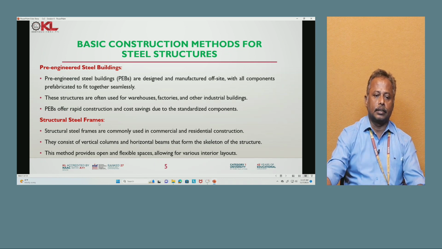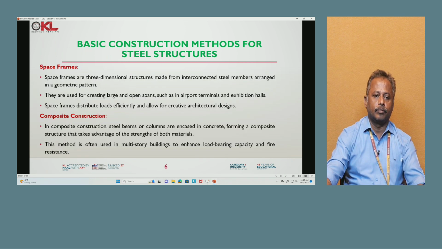Next is the structural steel frame. Structural steel frames are commonly used in commercial and residential construction. These consist of vertical columns and horizontal beams that form the skeleton of the structure. This method provides open and flexible space, allowing various interior layouts.